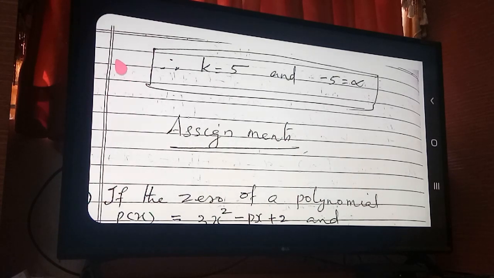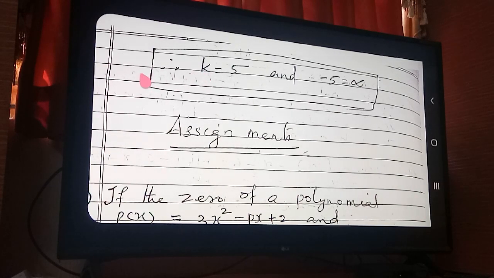Then in the graph, how will we find out the zeros? How many times the graph intersects the x-axis? 1 time intersecting, 1 zero; 2 times intersecting, 2 zeros; 3 times intersecting, 3 zeros. Clear? You also revise along with me. And then next point, how to find out the zero? Consider p of x is equal to 0. So, for the linear polynomial, what is the zero? x is equal to minus b by a. That means minus constant term divided by coefficient of x.